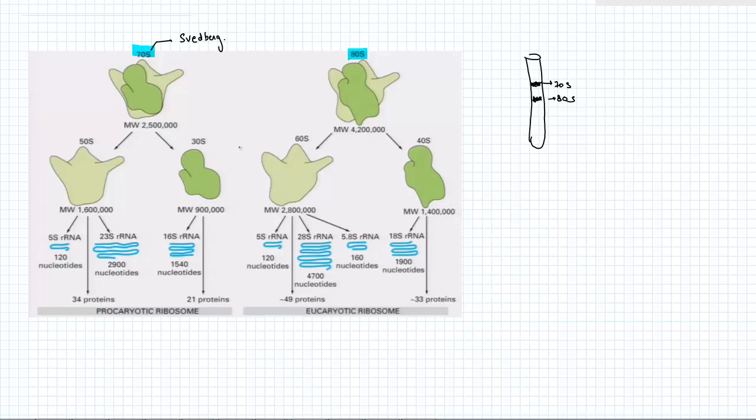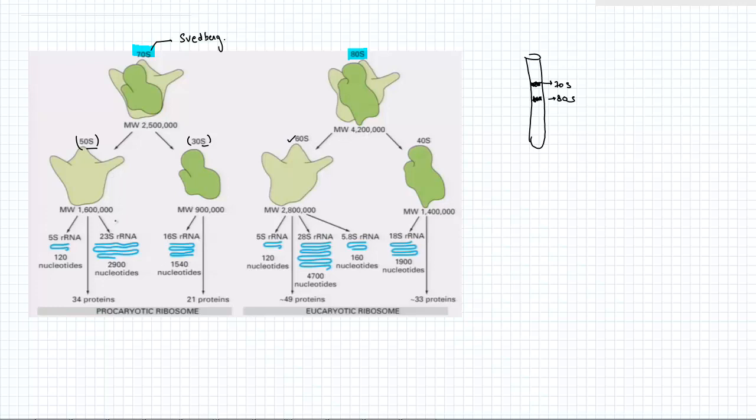Now definitely 70S ribosomes are composed of 50S and 30S, although 50 plus 30 would give you 80, but it is 70. Why? Because it's not simply about the size, it also varies with the shape. So that is why the sedimentation can vary. It is not simply additive. So we get two kinds of subunit: one is the 50S larger subunit, and the 30S is the lighter, smaller subunit. And the same thing is true for the eukaryotic ribosome as well.